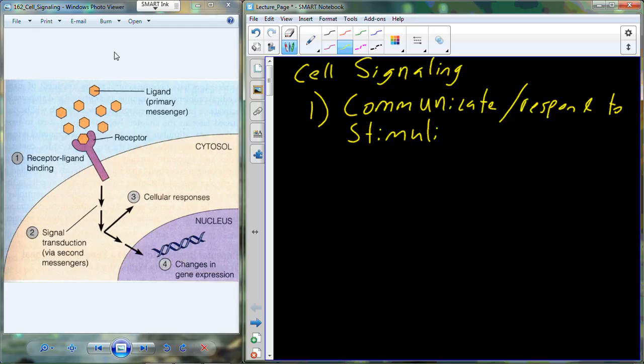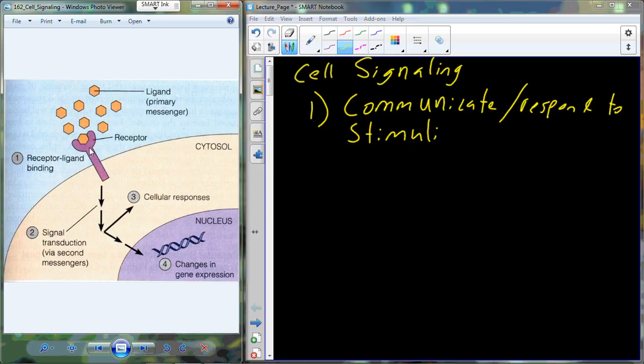So the picture that you're looking at here, just to give you some orientation, here's our cell membrane. In that cell membrane, we have a thing called a receptor. Typically, it's a protein. Then we have some sort of material that is going to be able to bind to that receptor. We typically call it a ligand. That ligand binds to the receptor.